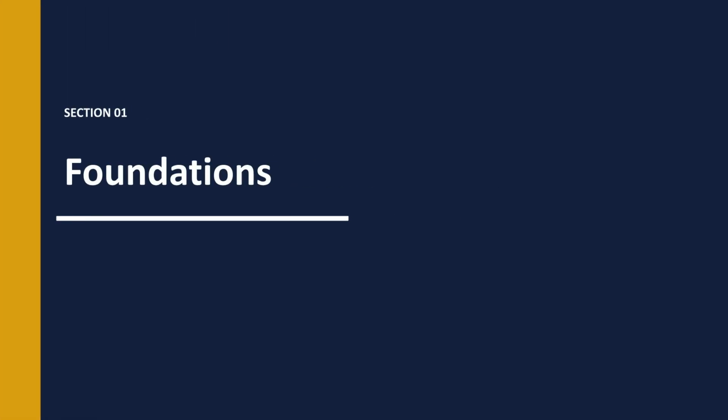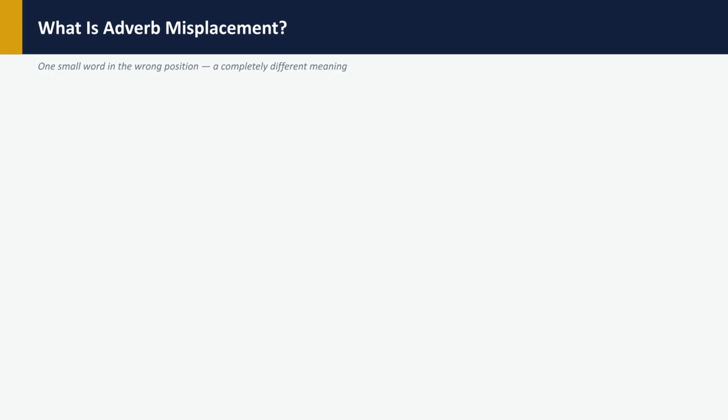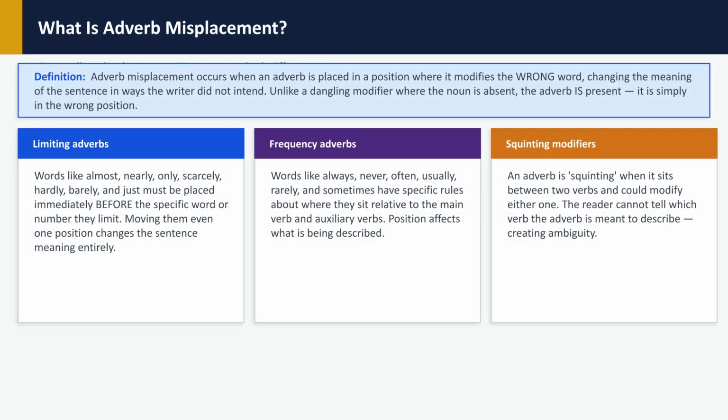Section 1 focuses on the foundations. We'll define adverb misplacement, explain why word position matters, discuss the position rule, and give a brief overview of the types we will cover. Adverb misplacement is when an adverb modifies the wrong word, completely changing the sentence's meaning. The golden rule is to fix the misplacement without changing the intended meaning.